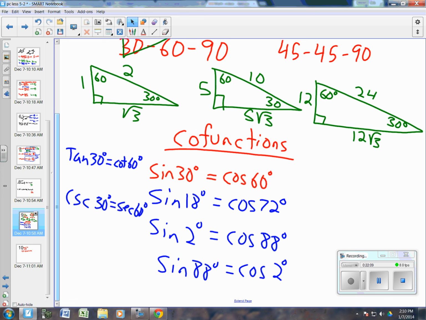Wait, so does secant include cosine also together? No. Reciprocals are not the same thing as cofunctions. Like tangent and cotangent, they're reciprocals, right? But they happen to be reciprocals and they happen to be cofunctions as well. Cosecant and secant are not reciprocals, but they are cofunctions. And sine and cosine are not reciprocals, but they are cofunctions. Okay? Any questions here, you guys?